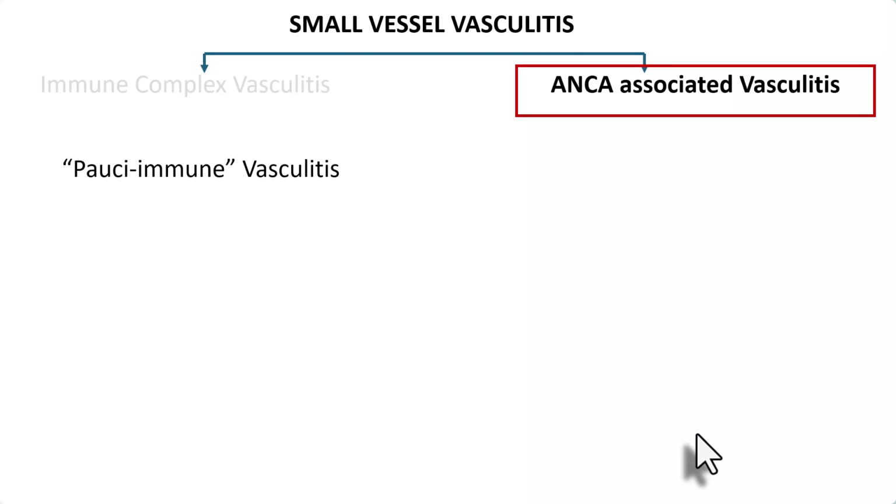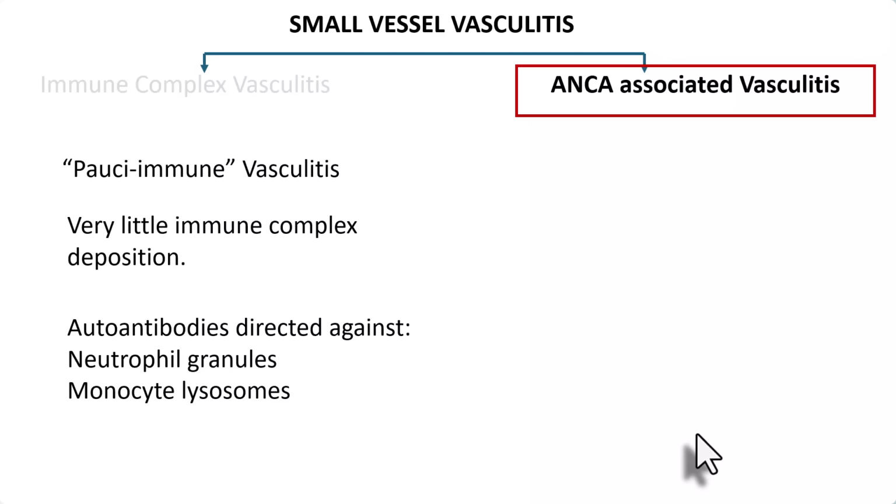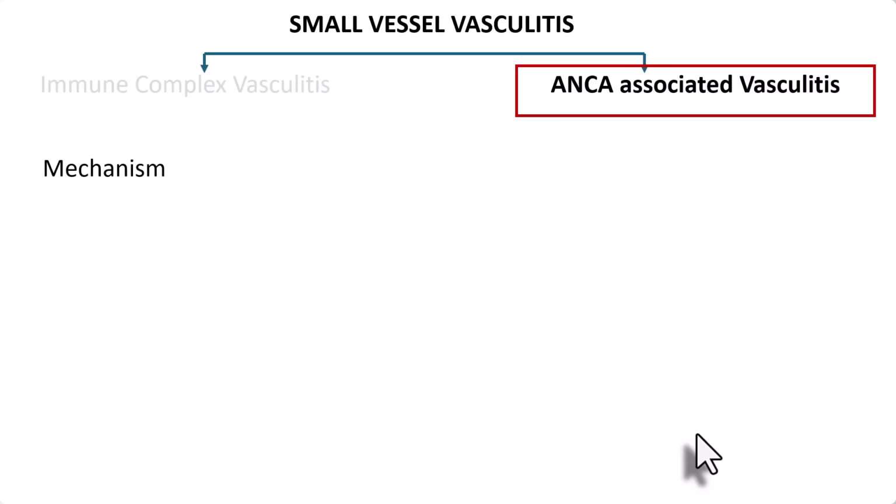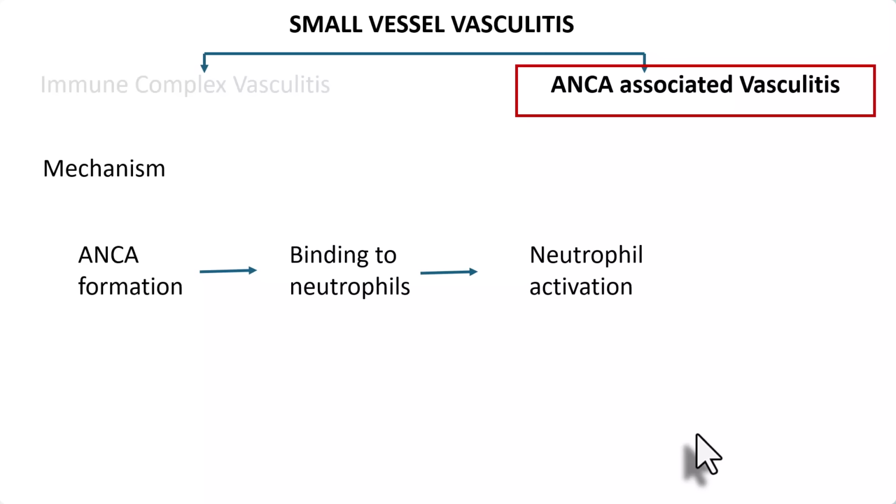Now, moving on to ANCA-associated vasculitis, where we know that it is a Pauci-immune kind of vasculitis because you don't find immune complexes here, right? Very little immune complex deposition, if at all, and the autoantibodies are directed against the granules of neutrophils, right? The lysosomes of the monocytes. And the mechanism is very simple here. The anti-neutrophilic cytoplasmic antibody formation leads to binding. This antibody helps in binding to the neutrophil, where the neutrophils are activated.